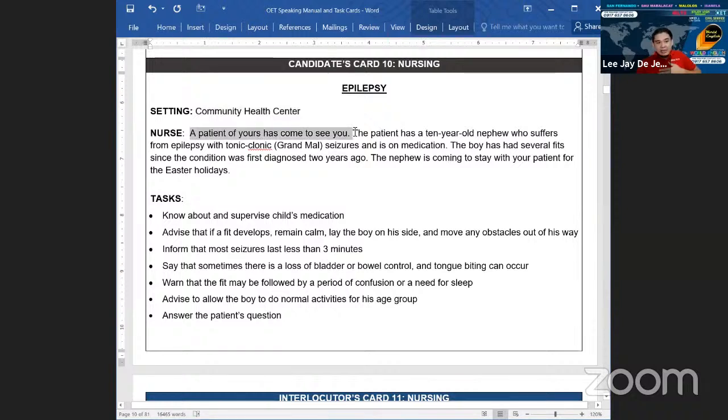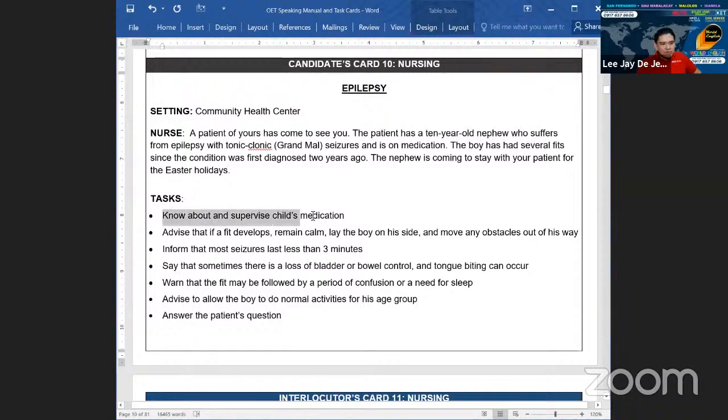So this is my card. I'm the nurse. The patient has a 10-year-old nephew who suffers from epilepsy with tonic-clonic grand mal seizures and is on medication. The boy has had several fits since the condition was first diagnosed 2 years ago. The nephew is coming to stay with your patient for the Easter holidays. So what do I need to do here?